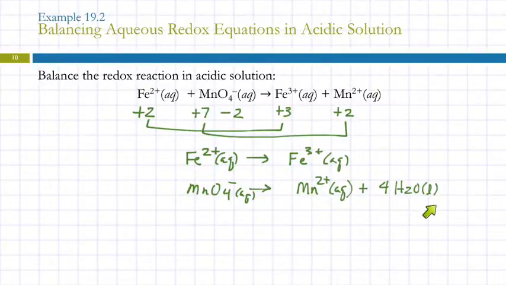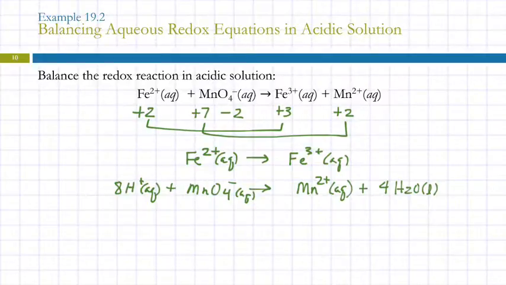Right? Because that'll give me 4 oxygens. Now that introduces hydrogen in here, so we have to take care of that. But we're going to take care of that by adding H+. So I have 8 hydrogens here, so I'm going to add 8 hydrogen ions on the left side. And that's how I get it to balance for mass, the atoms.